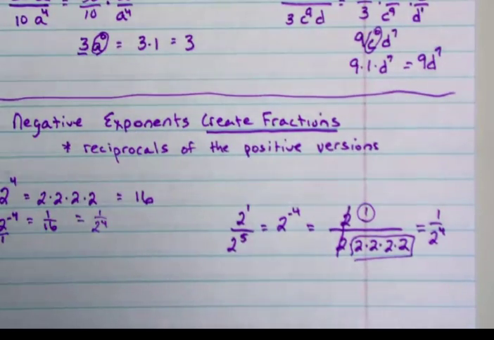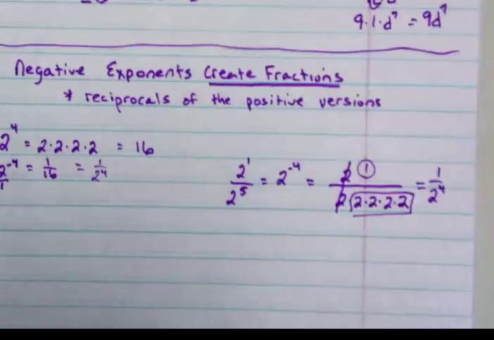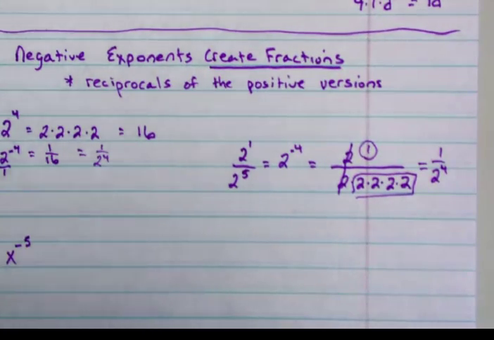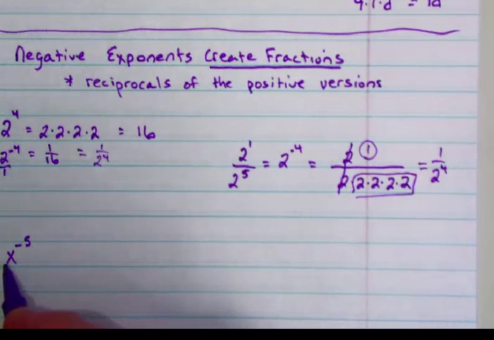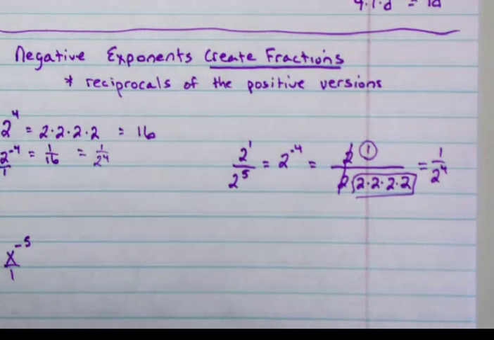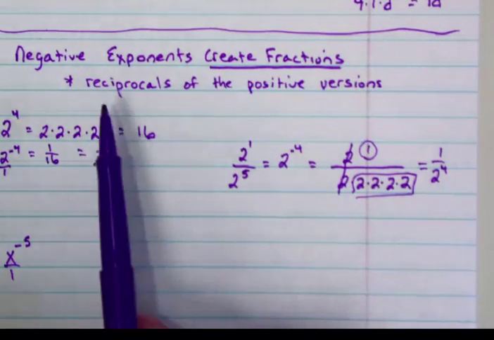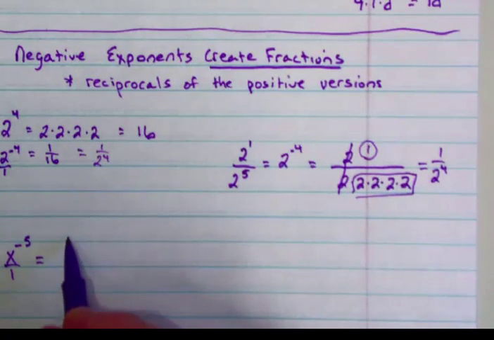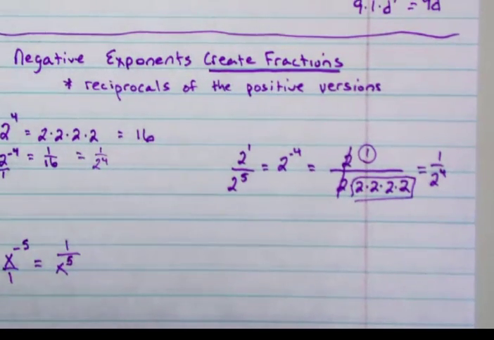It works the same way with variables as it does with numbers. So if I want to know what x to the negative 5th is, I think about that as being x to the negative 5th over 1. I remember that negative exponents are reciprocals of the positive versions, so this would be 1 over x to the positive 5. And that's it.